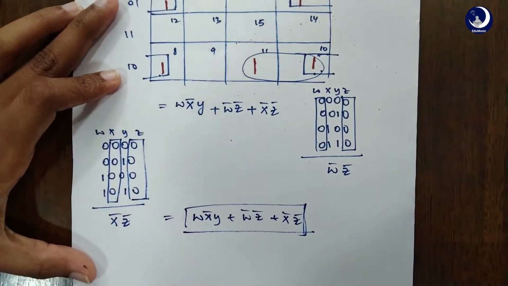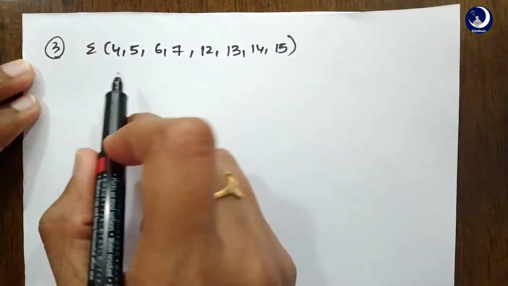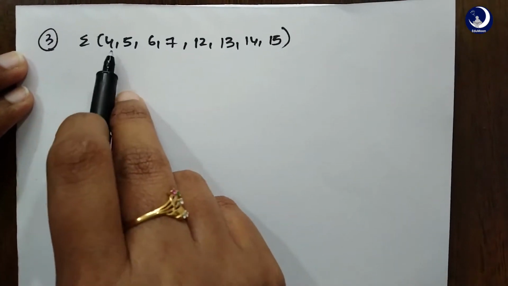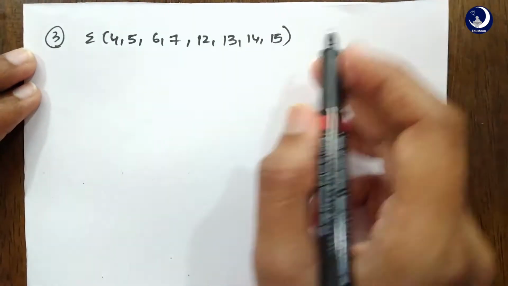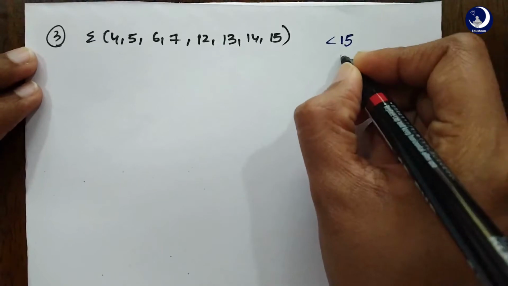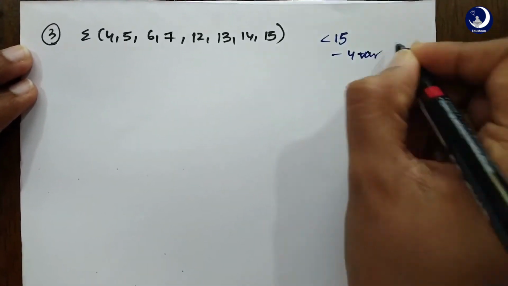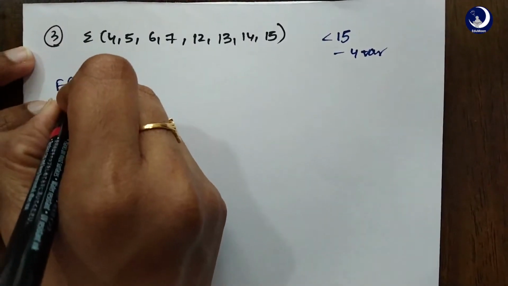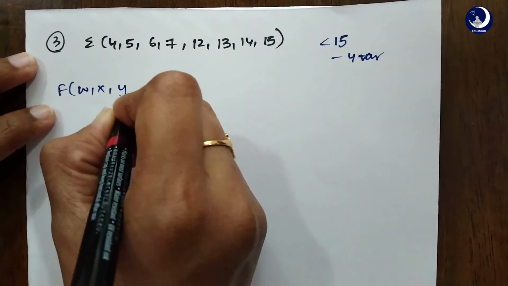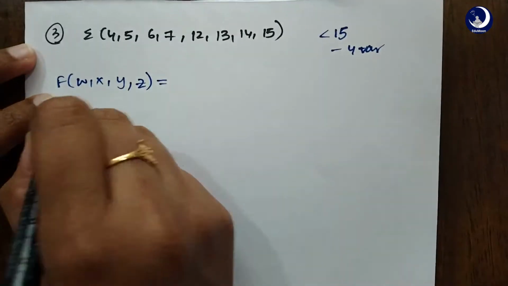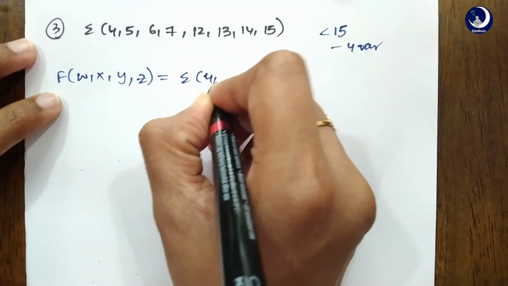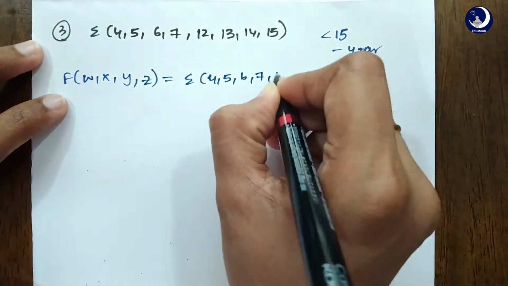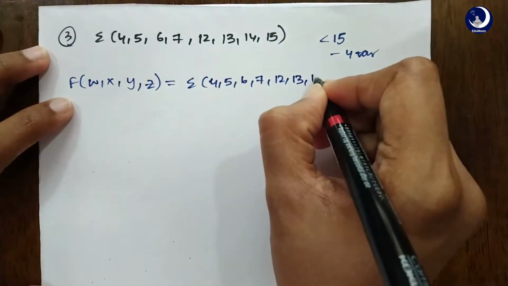Now let's look at the next example. This question has sigma 4, 5, 6, 7, 12, 13, 14 and 15. Since we have values less than 15, it is a 4 variable map. So we can take the function to be f of w, x, y, z. You can take any other variables like a, b, c, d also. So it will be sigma 4, 5, 6, 7, 12, 13, 14 and 15.